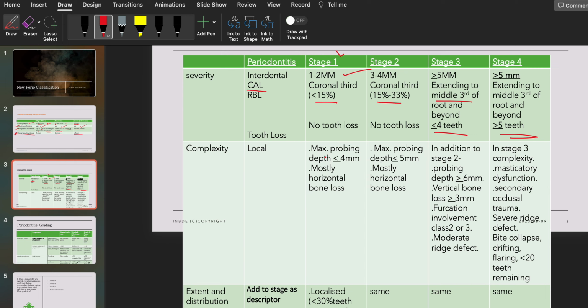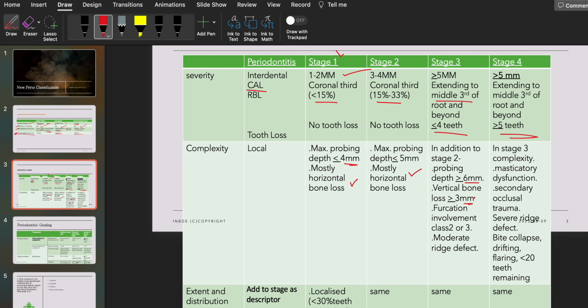For stage 1, the maximum probing depth will be less or equal to 4 millimeter, and there is going to be mostly horizontal bone loss. For stage 2, there will be less or equal to 5 millimeter probing depth, and again the bone loss will be horizontal. For stage 3, there will be vertical bone loss now. In addition to stage 2, there will be probing depth that is going to be more than 6 millimeter. The vertical bone loss will be more than 3 millimeter.